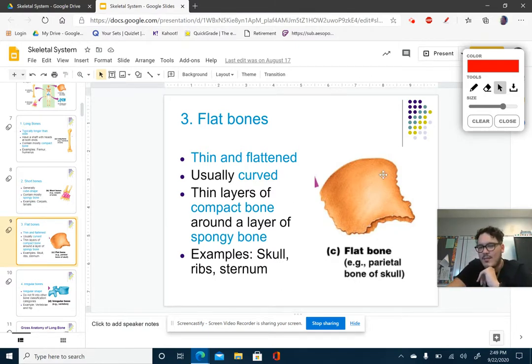Now, the unique thing about the flat bones is that they are thin layers of compact bone with a layer of spongy bone. Because of that, every single flat bone has a more dense region and a softer region. So, for instance, if we're talking about the skull, what part of the skull is going to be more dense? Forehead. The forehead's going to be more dense, whereas the back of the skull is not going to be as dense. That's what we observe with regards to flat bones. And again, we already talked about some of those examples.